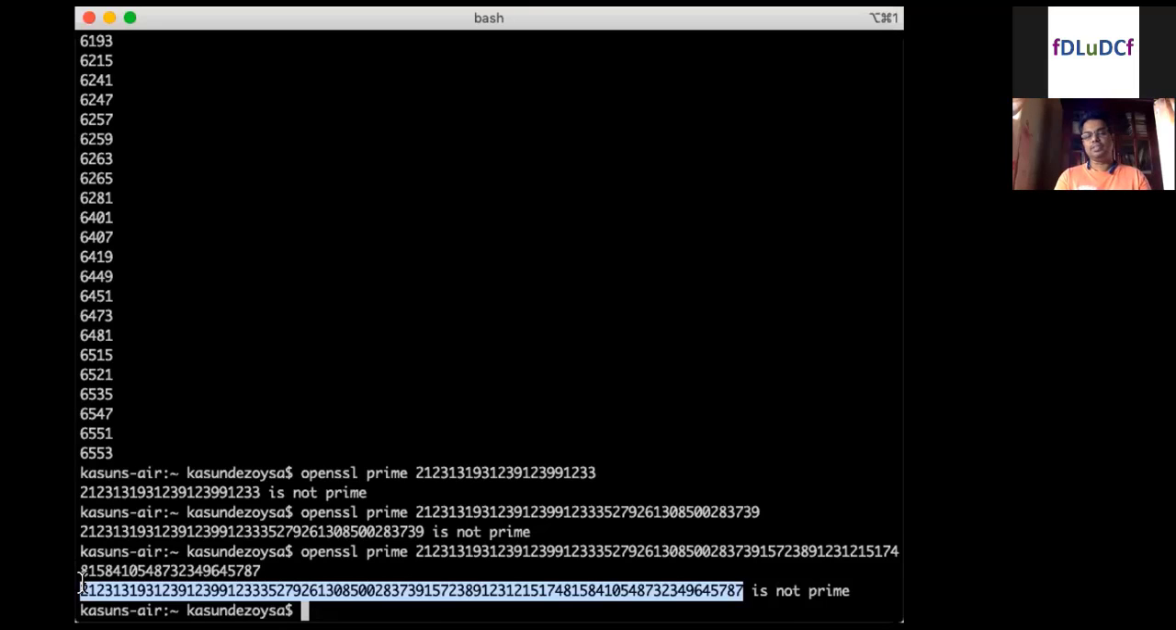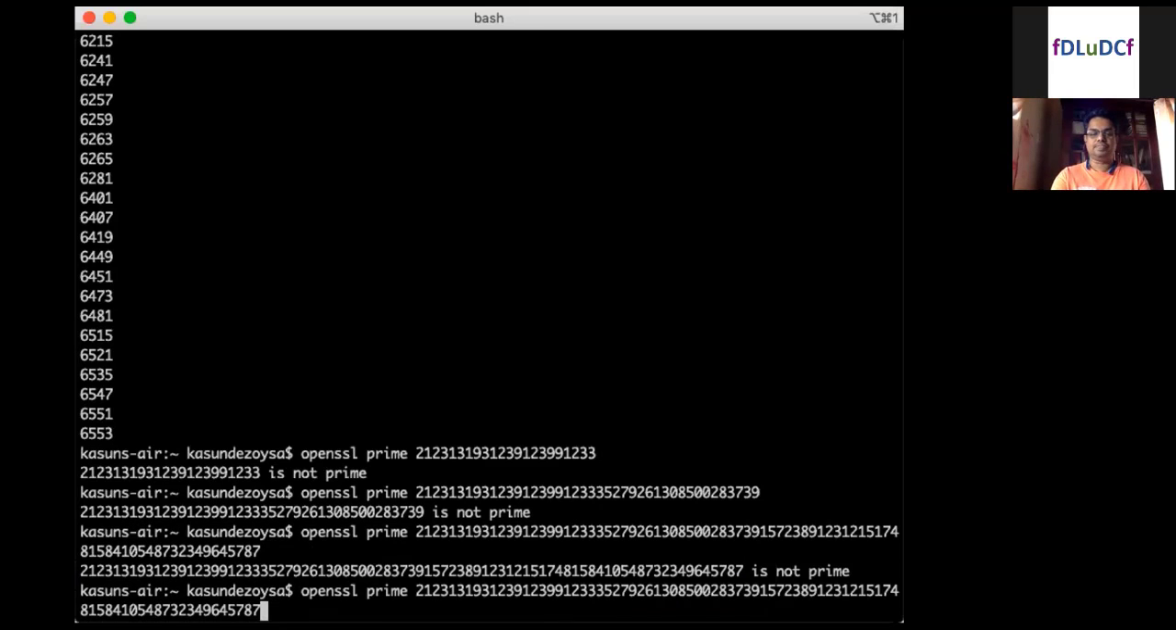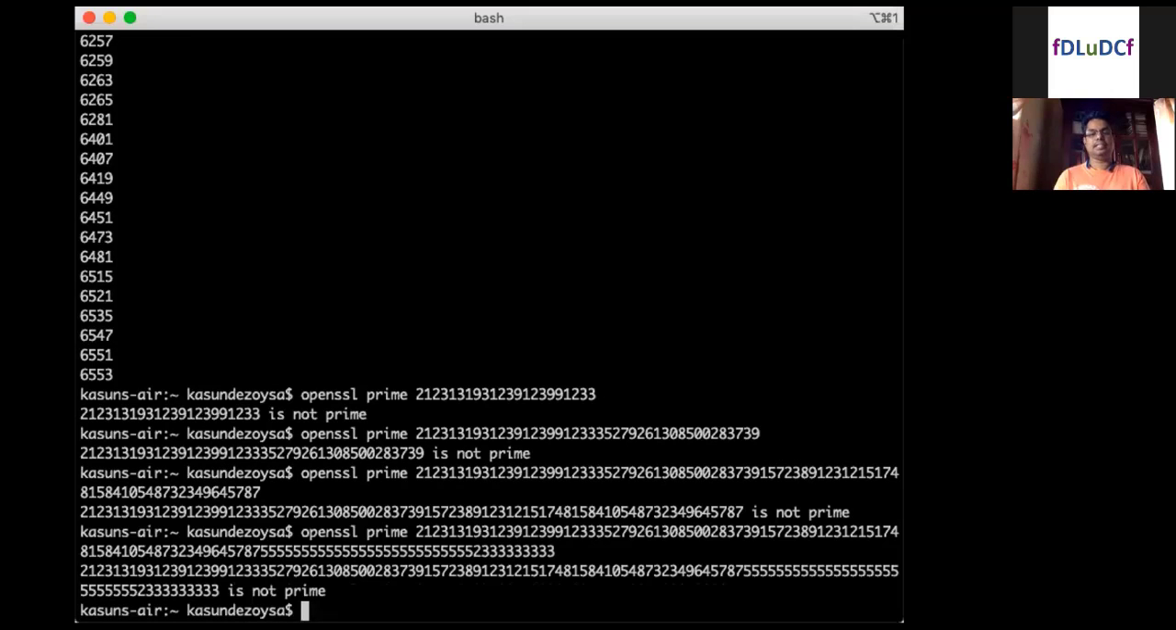If you try to do that, it might take maybe days. But OpenSSL does it in seconds, for any huge number like that, maybe 100 digits. Still not a prime number, right? So how do they do this calculation fast? Using this statistical test, which I explained, right?